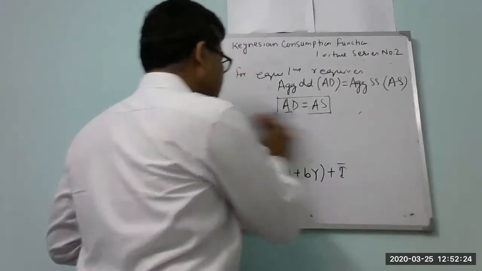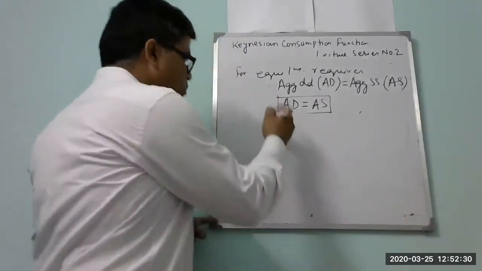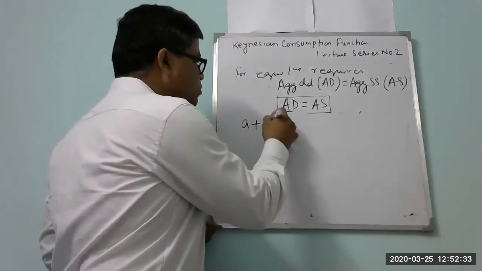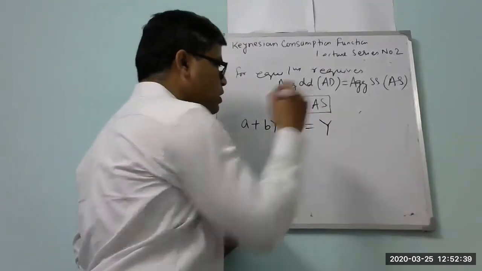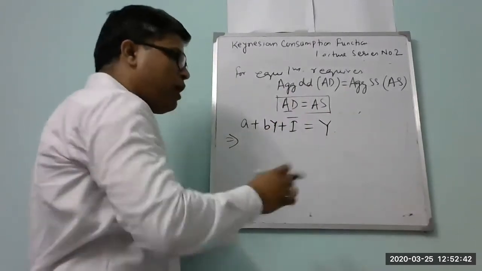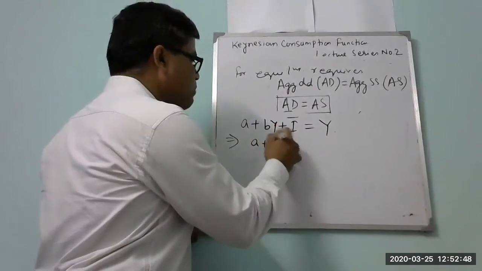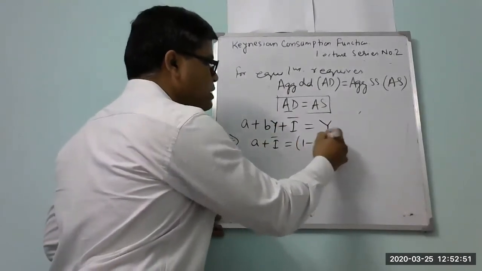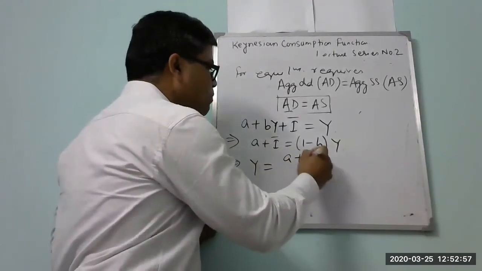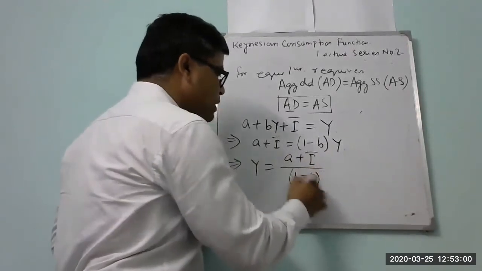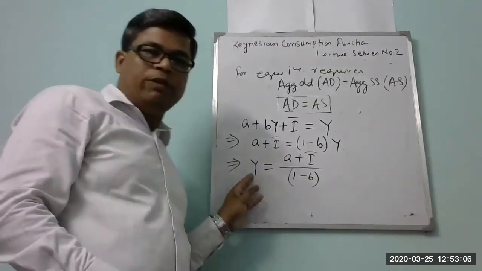Aggregate demand is equal to aggregate supply. So we will be putting the value of aggregate demand. Aggregate demand, that was our value, A plus BY plus I bar. Aggregate supply is Y. Now you transfer all Y to one side. So it would be like this: A plus I bar is equal to (1 minus B) Y. So Y is equal to (A plus I bar) divided by (1 minus B). This is the equilibrium level of national income.